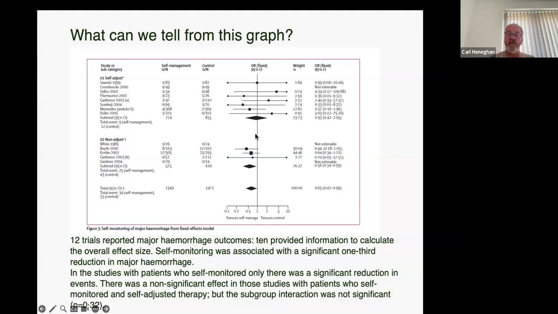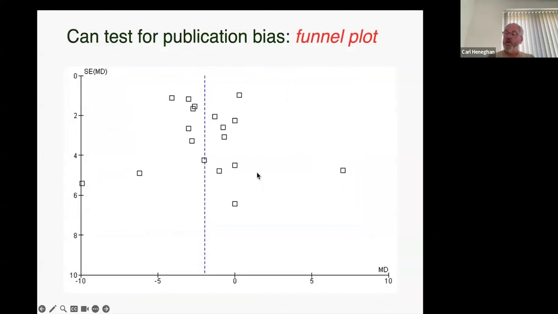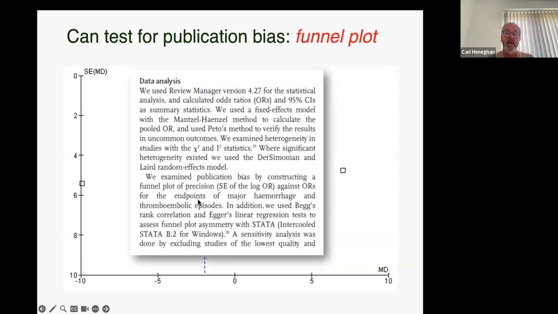But we also test for this interaction. This is a little bit down the track with something called a subgroup interaction, and that wasn't significant. So it suggests that there isn't a key difference between the two statistically, but if you visually look at it, it looks like that. Now, also what you can do is test for publication bias. This is the funnel plot, where you examine publication bias by constructing a funnel plot. What you're basically seeing is, either side of the effect size, do you have positive and negative studies?